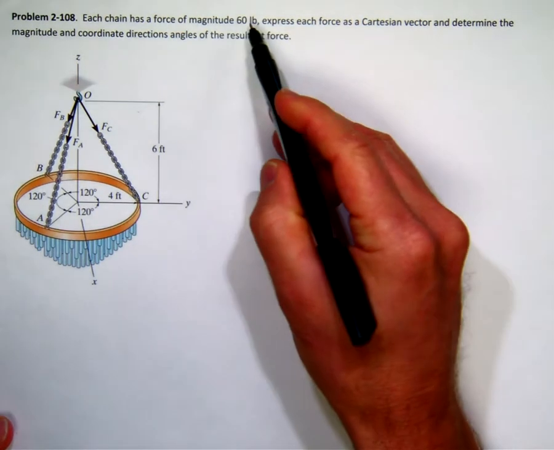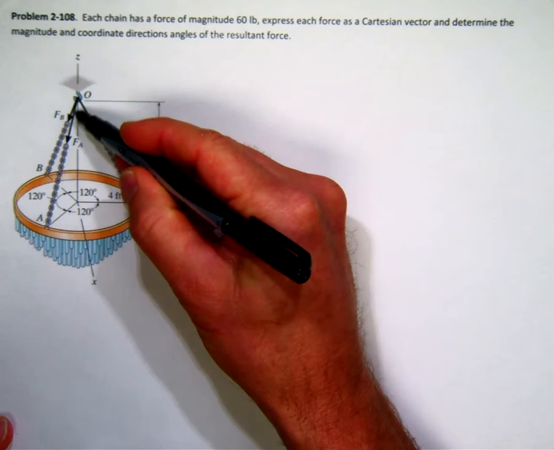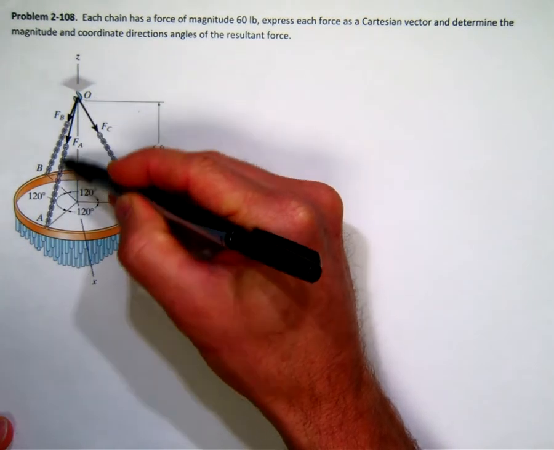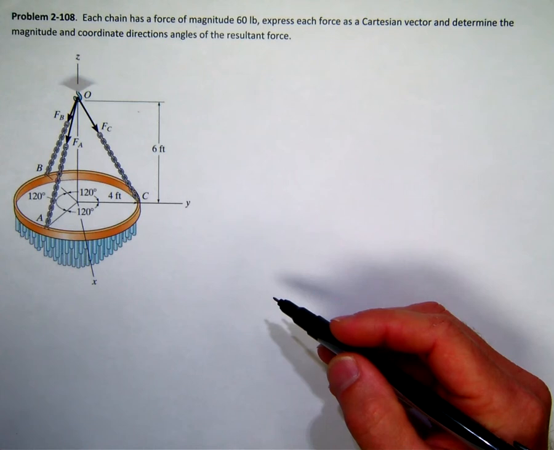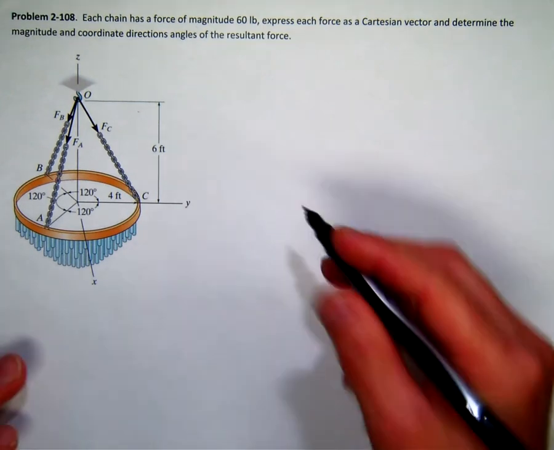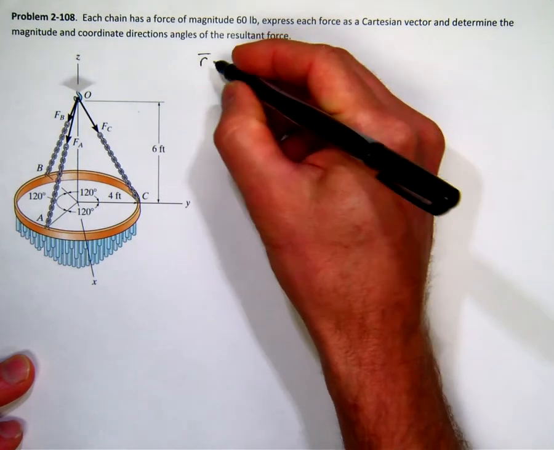Now we know the magnitude in each of them is 60 pounds. So I just need to find the position vector here, divide it by its magnitude, find a unit vector, and then multiply it by 60. Okay, so let's start with what's the position vector from O to A.